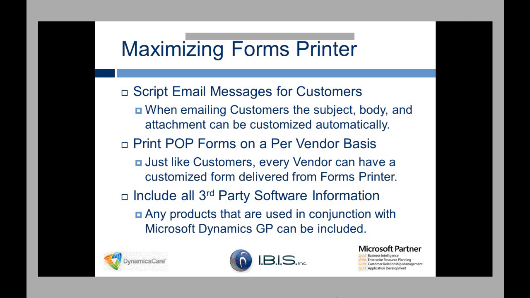One of the newer things is the ability to print purchase order processing forms on a per vendor basis. This is only available in the newest version of Forms Printer. So anytime you do look at Forms Printer, you will want to make sure that you have the newest version possible for your GP. Every year they're coming out with new, just one or two upgrades each time, and they're all very useful. And the big thing for this is you can include all third-party software information.